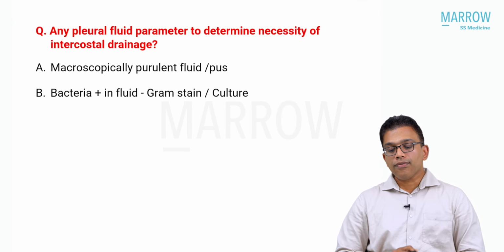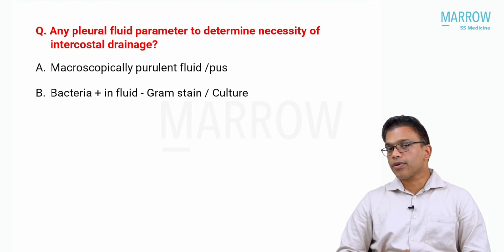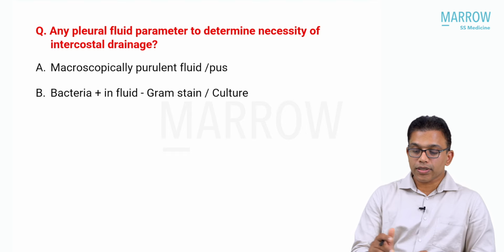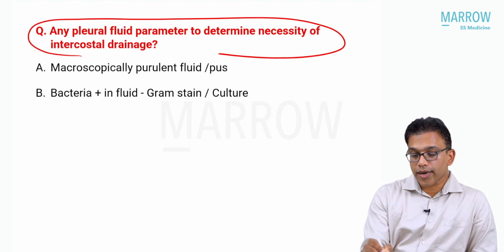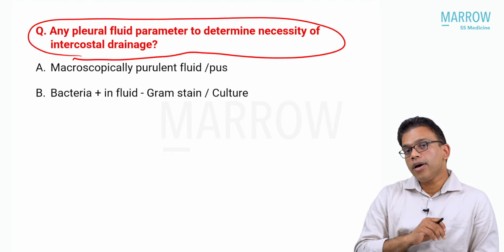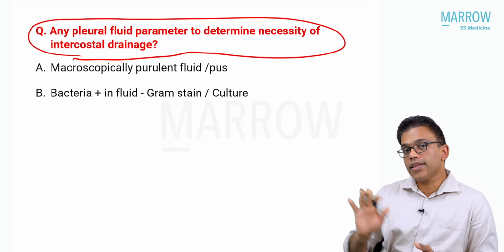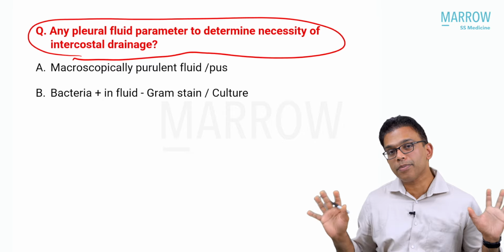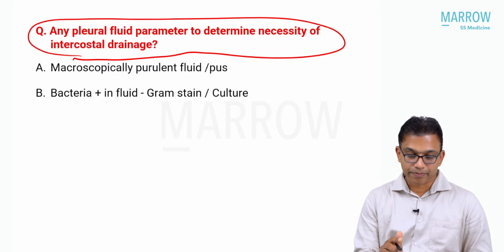Which fluid parameter determines the necessity of intercostal drainage? This is not a question I have discussed in the module. I just want to stress this: if you aspirate the fluid and get frank pus, then go for a chest drain. There is no question about that, because wherever there is a pus collection, you have to take it out.